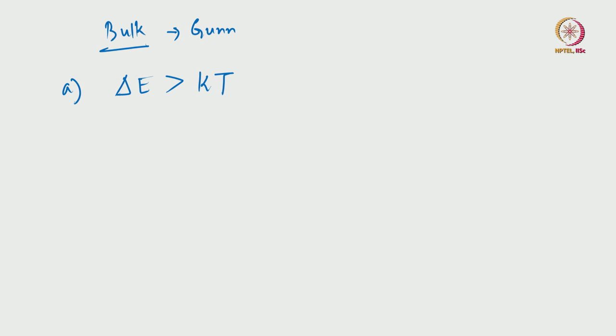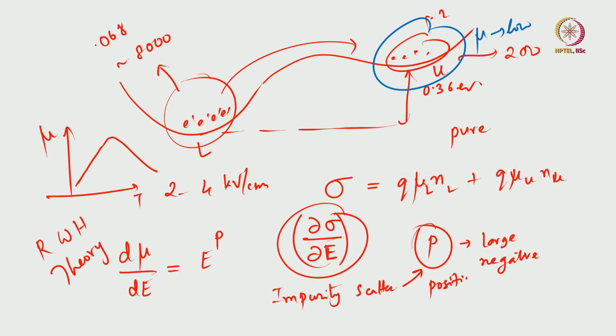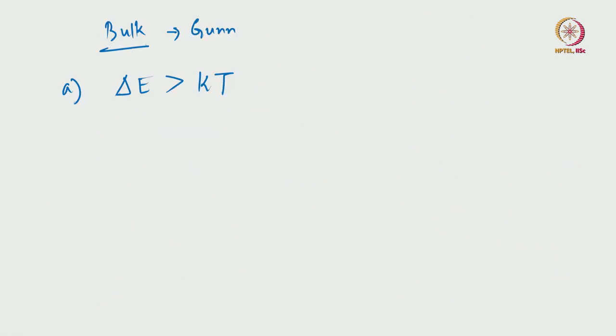What it means is that this separation, which is 0.36, should be larger than room temperature energy, otherwise you will not see it. Why? Because if your room temperature energy is much larger than the separation, then the thermal energy will smear it out. You would get that negative differential at such a low voltage, or almost zero voltage, that it is almost meaningless. The thermal effect will smear it out, okay. So you do not want that, right.